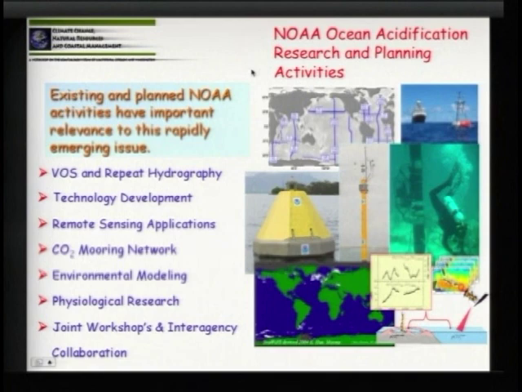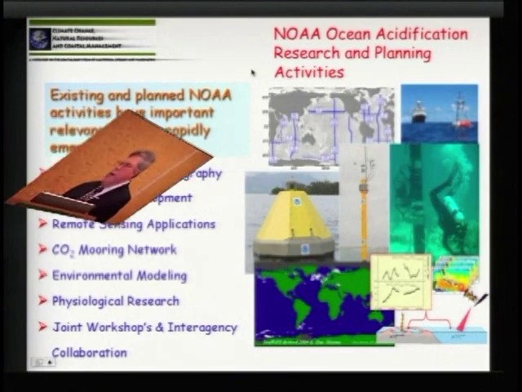NOAA, USGS, the National Science Foundation, and NASA have all been working together to develop a national program on ocean acidification. And we have developed approaches to develop technology to observe it in the oceans, to model this with models, to do more physiological research studies, and have an interagency program on ocean acidification.